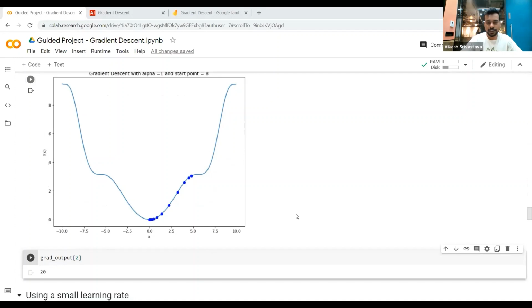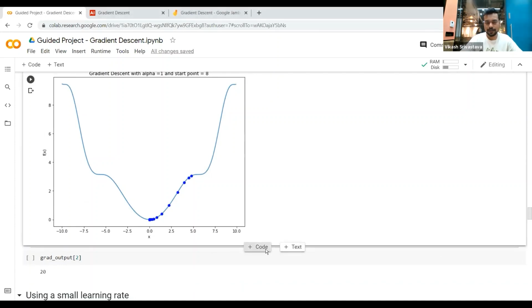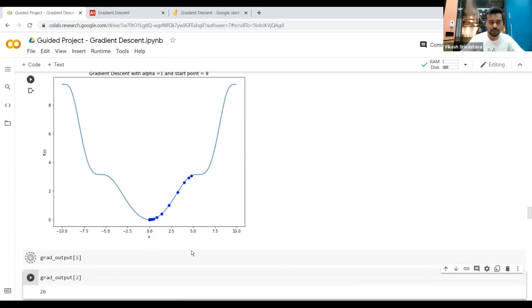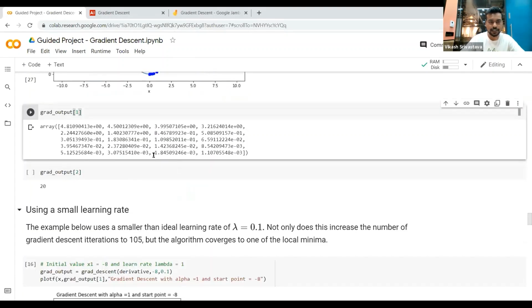Now we can also check grad output 1, which is what we have plotted here. So grad output 1. Let's see what this contains now. Right, so this contains these values.